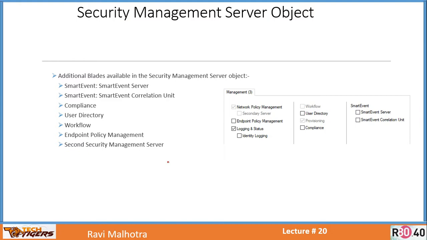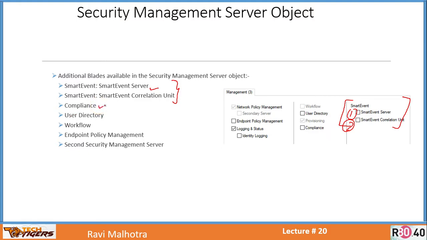Similarly, we have additional blades in the security management server. These blades are SmartEvent server and SmartEvent correlation unit. Okay, this is how you see that here. See that SmartEvent server and SmartEvent correlation unit. These modules are not enabled by default for you. You need to enable them as per the needs.